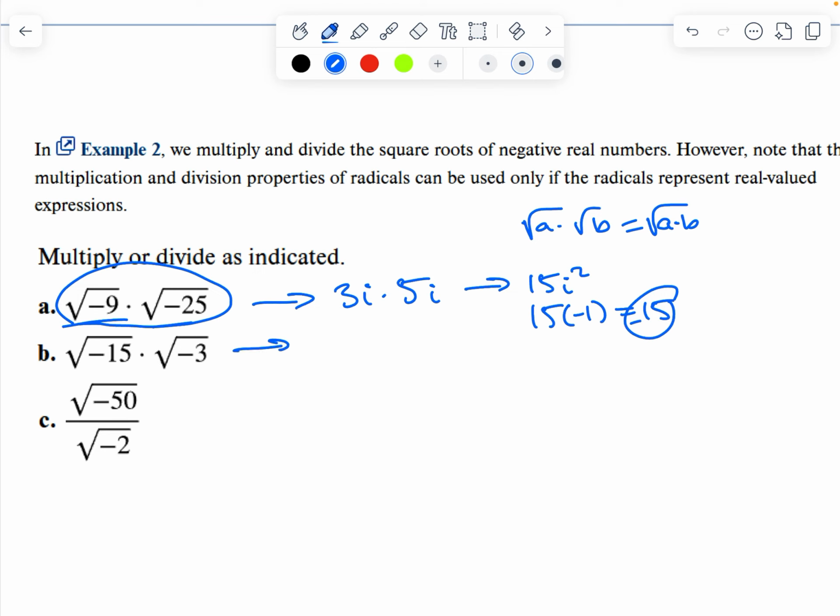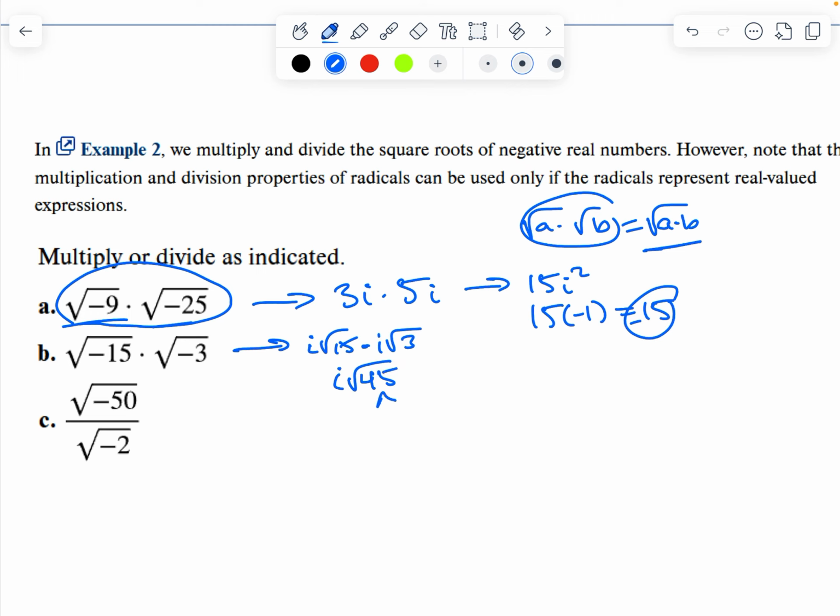Same exact thing we could do here. The square root of negative 15 is I square root of 15. The square root of negative 3 is I square root of 3. That's a times symbol. We remember that square root of a times square root of b is the same thing as square root of a times b. So this is the same thing as I square root of 45.